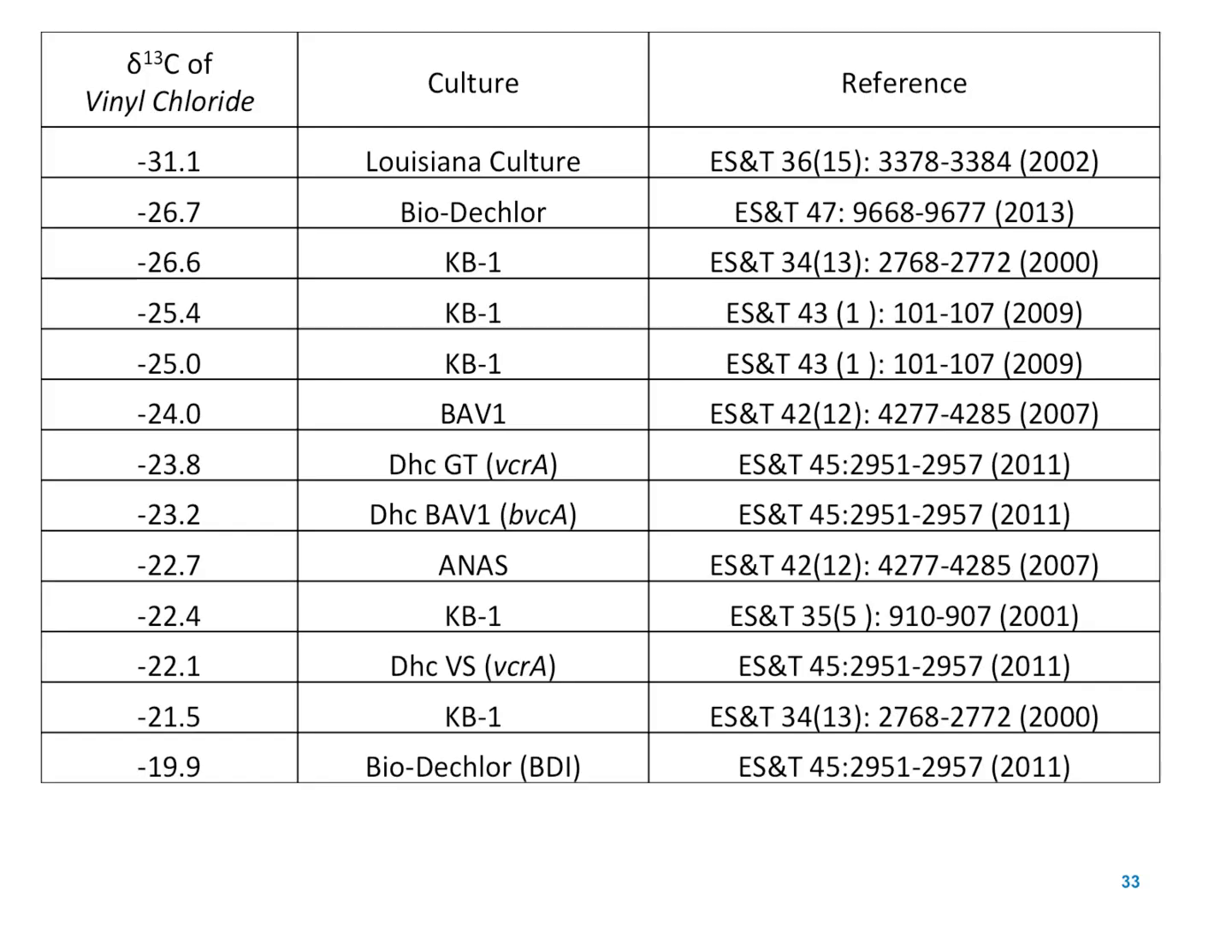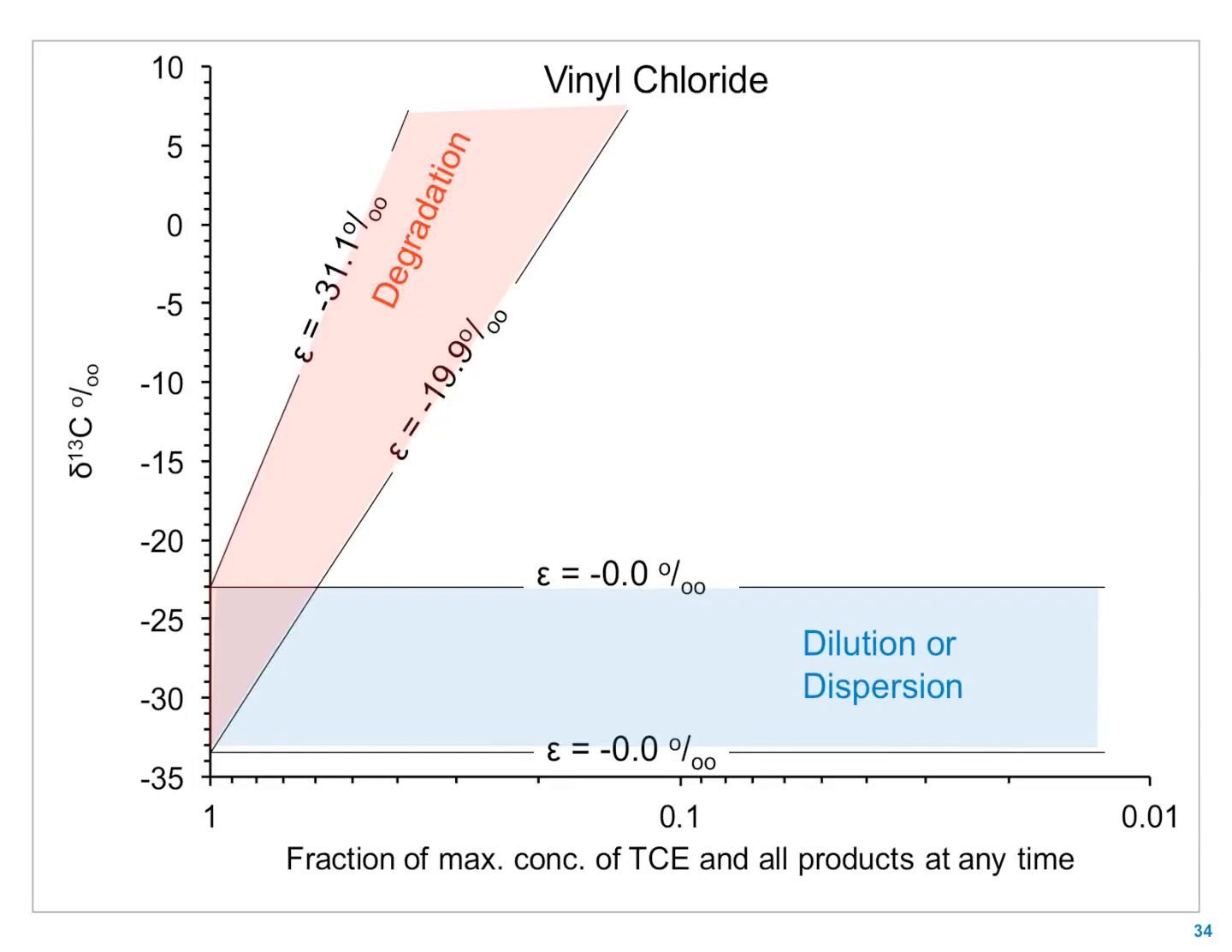All right, so here's some fractionation factors for vinyl chloride. Next slide. And so here's a plot for vinyl chloride that compares values for epsilon, highest and the lowest in the literature, and to define a space where degradation would control delta 13C against C over C naught, and then the blue space again, where there's no fractionation and it's just simply caused by dilution and dispersion. Next slide.